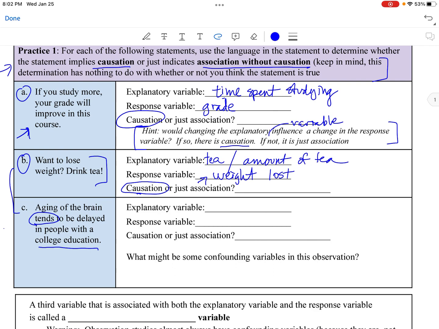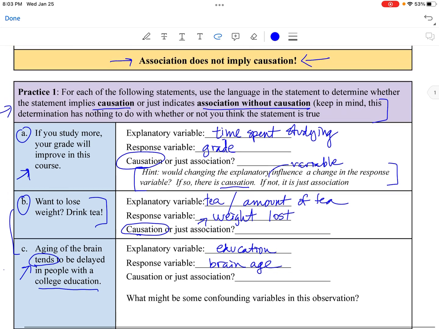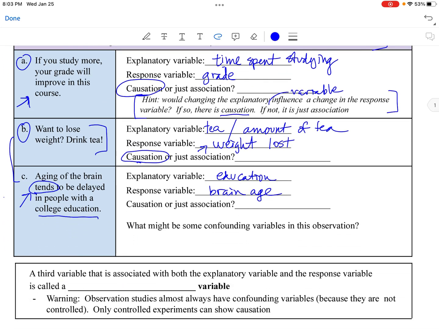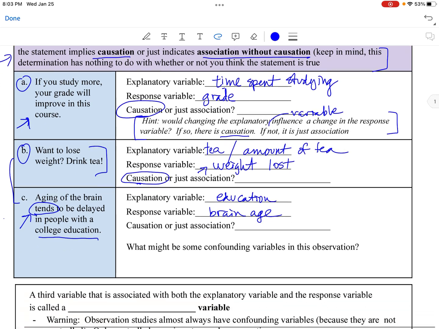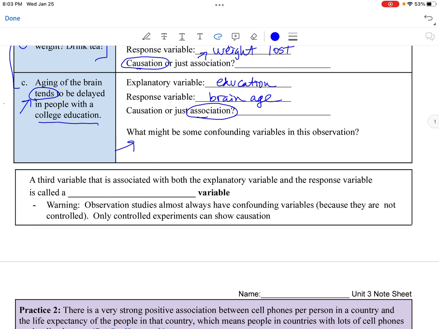So the explanatory variable, and see if you can figure this out on your own, is the education, how much education someone has got, whether they went to college. And then the response variable would be the age of brain, or brain age. Now here, because of this word tends, it's not saying that the college education is causing a delay in brain aging. It's just saying that it's associated. This one would just be association. And we're going to come back to this question here in a minute when we define a confounding variable.